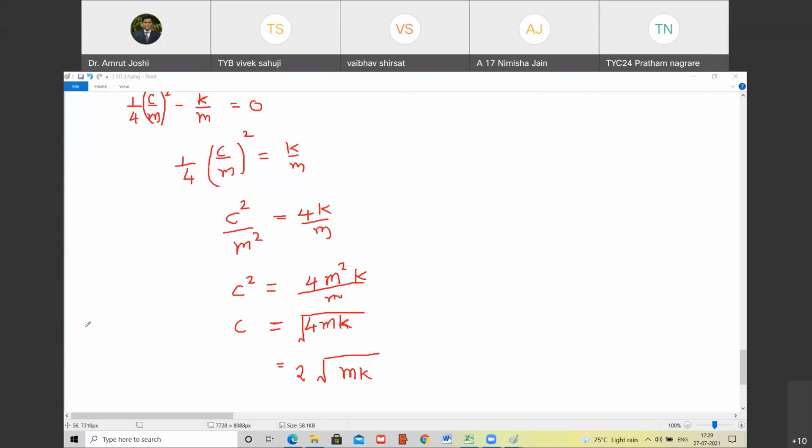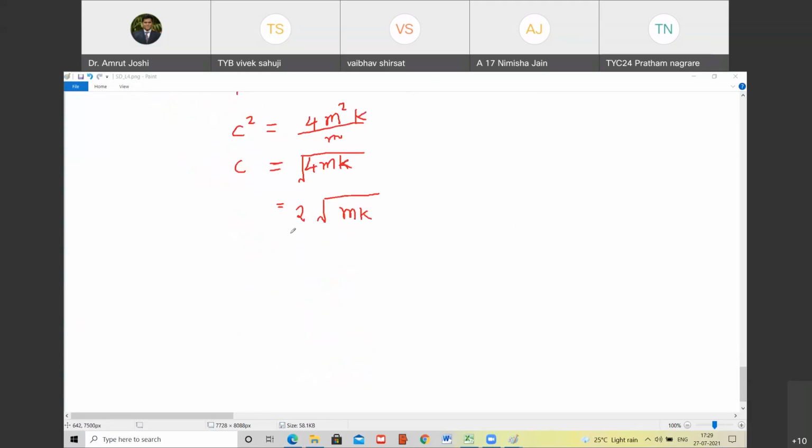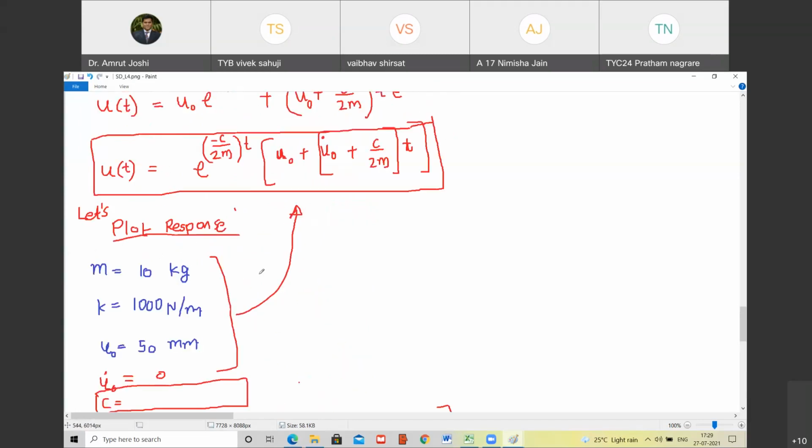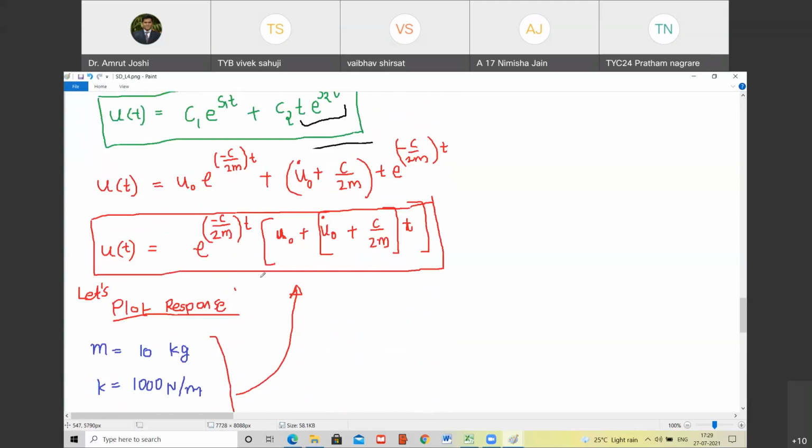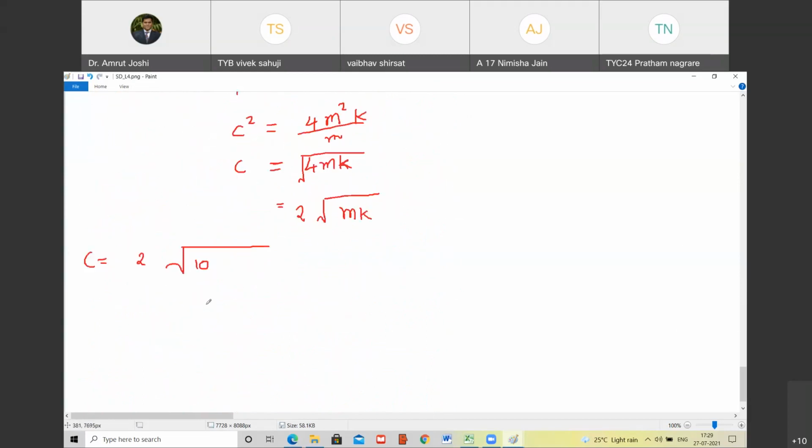Yes, sir. Okay, so C is equal to 2 root MK. So in this particular case, what is the value of M? Can you tell me? M is 10 kg. Are you with me? Yes, sir. And what is the value of K? K is 1000. So can you tell me how much is C?